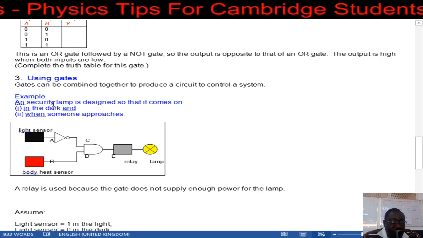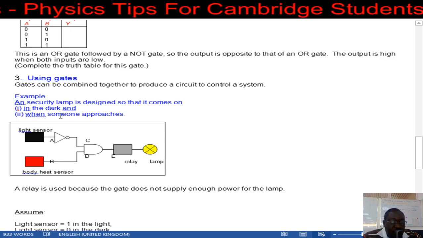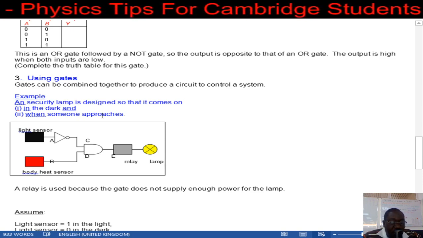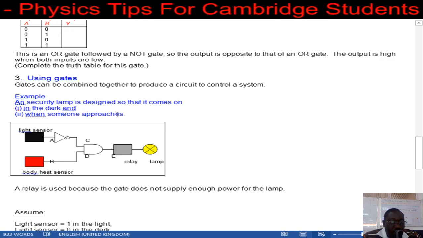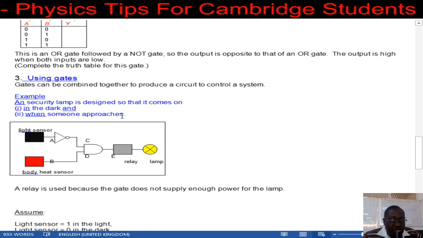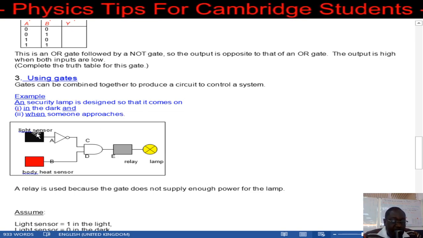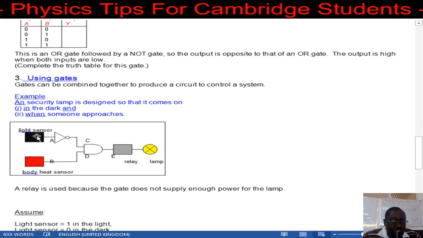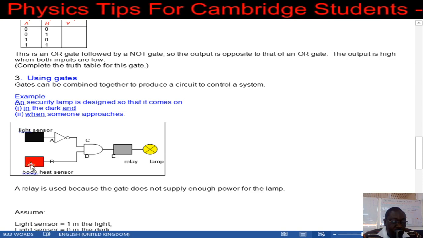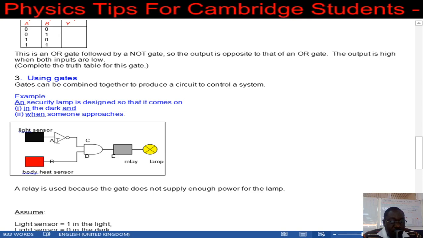Remember we talked about LDRs. And also we need something that can detect the presence of a human being. So you'd need an infrared sensor, which is in the form of a body heat sensor. So we place our light sensor over here, and then we have a body sensor over there. And then immediately we have a NOT gate following that.